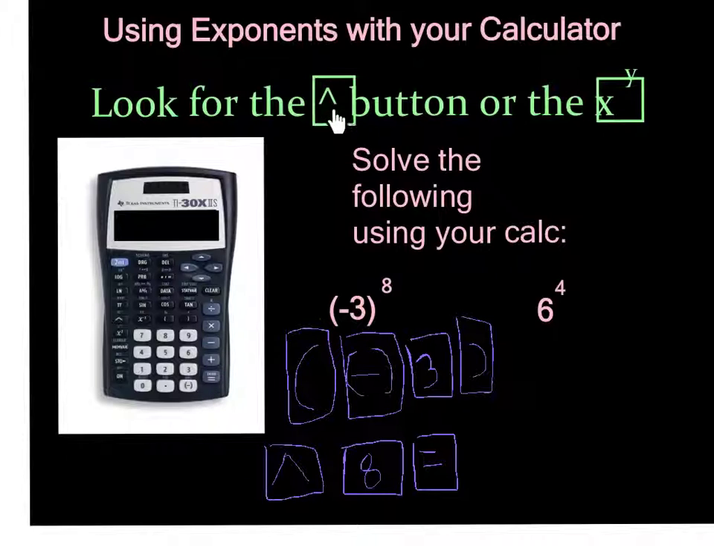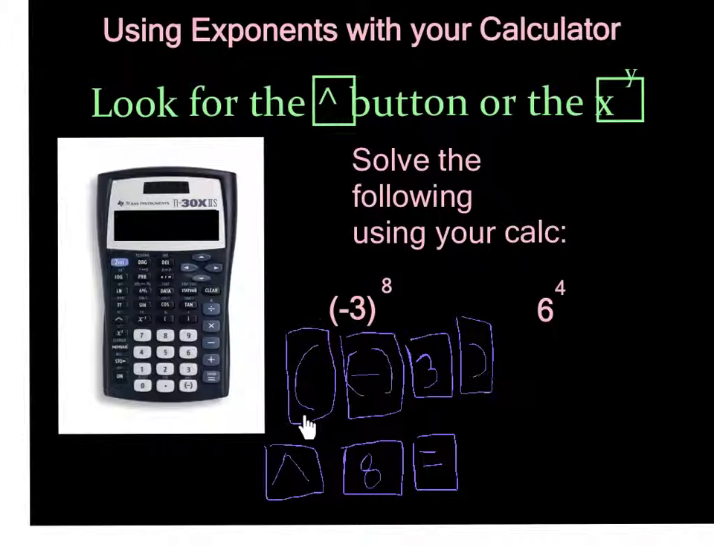So you want to look for a button that looks like this, it's called a chevron. Some older calculators do X to the Y. So these are the same button, just different labels. Okay, and the chevron button is right here on this calculator, right there. So I wrote down the keystrokes to do -3 in parentheses to the 8th power.